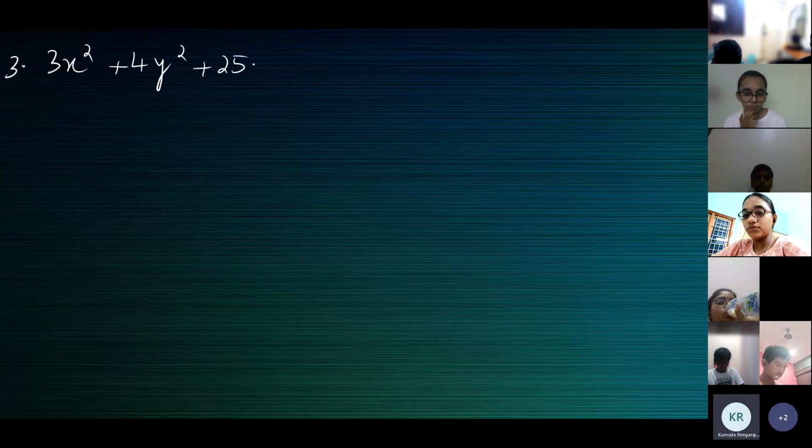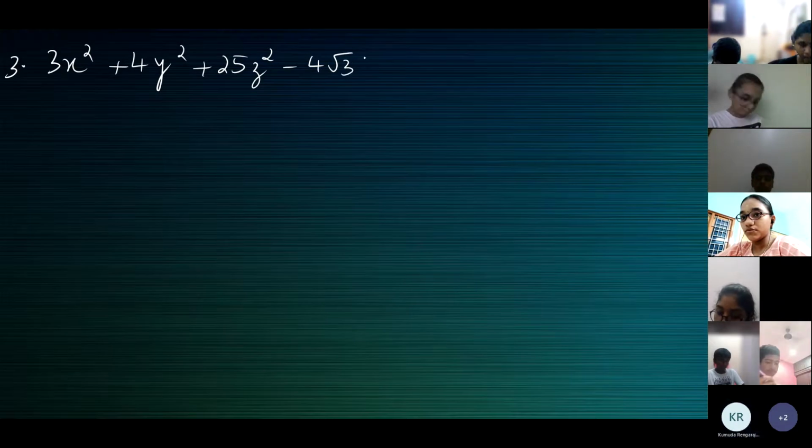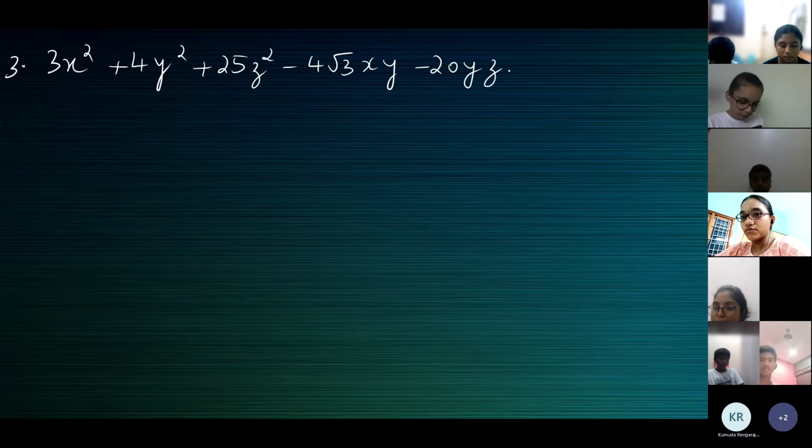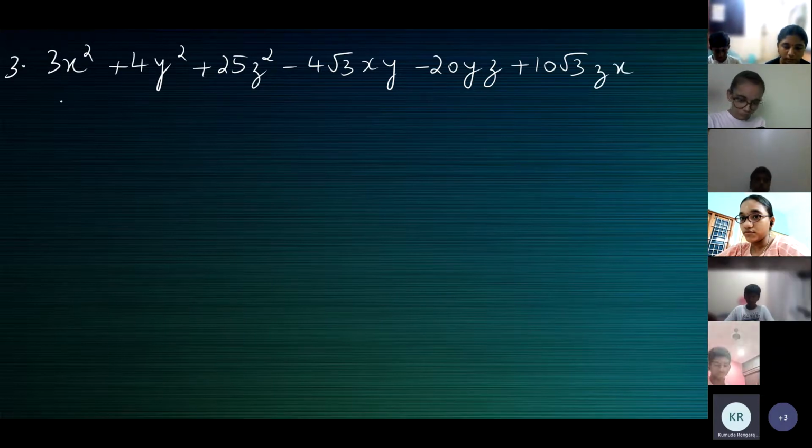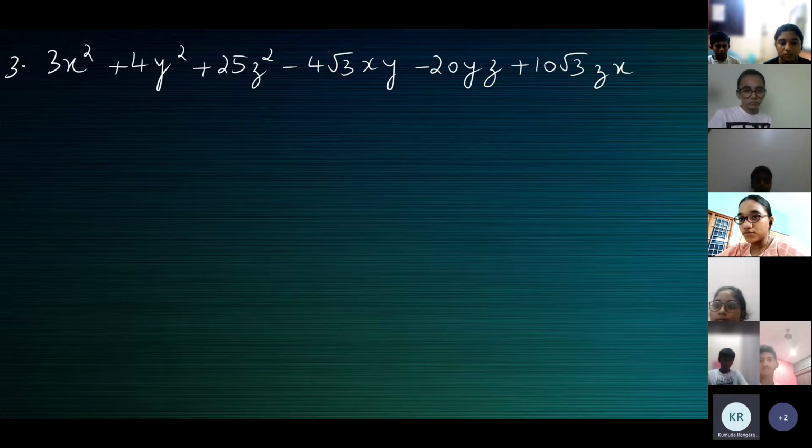3x square plus 4y square plus 25z square minus 4 root 3 xy minus 20yz plus 10 root 3 zx or xz, whatever. So how many terms does this expression have? Six terms. How many terms can be expressed as a perfect square? Three terms, ma'am.